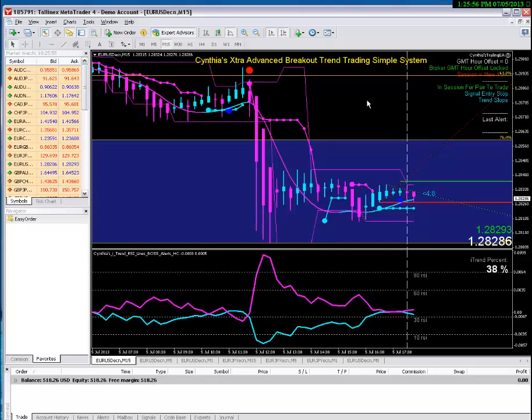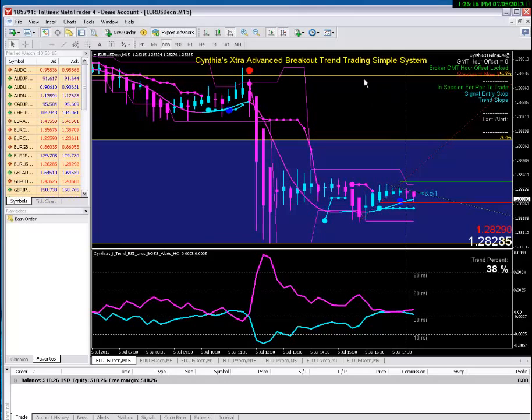You don't have to analyze it to death, and you don't have to suffer from analysis paralysis like the other traders out there who just never are quite sure when to pull the trigger. Here, at a glance, you're going to know exactly what to do. Now, let me explain the couple of new features we have for the Xtra advanced.